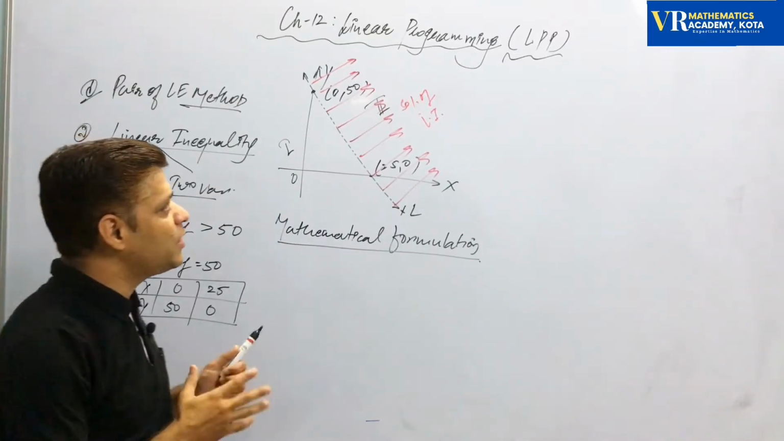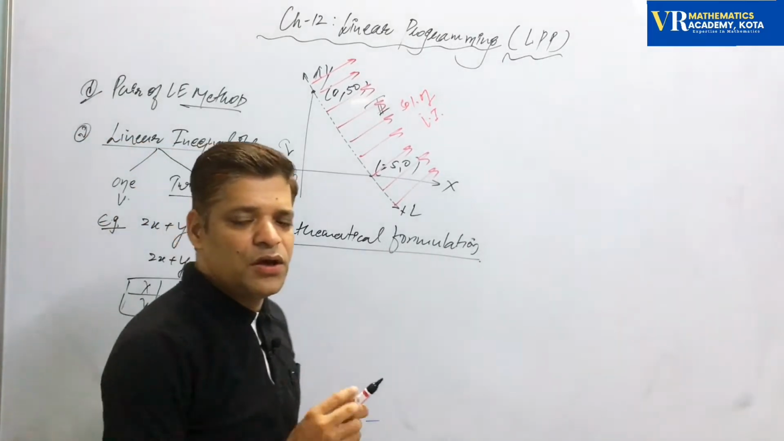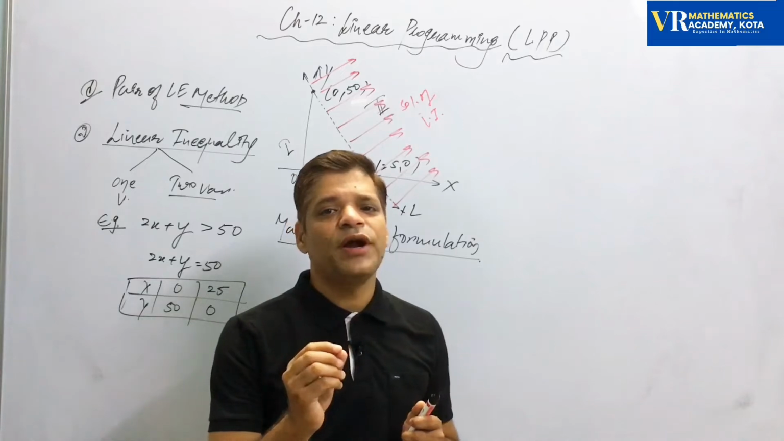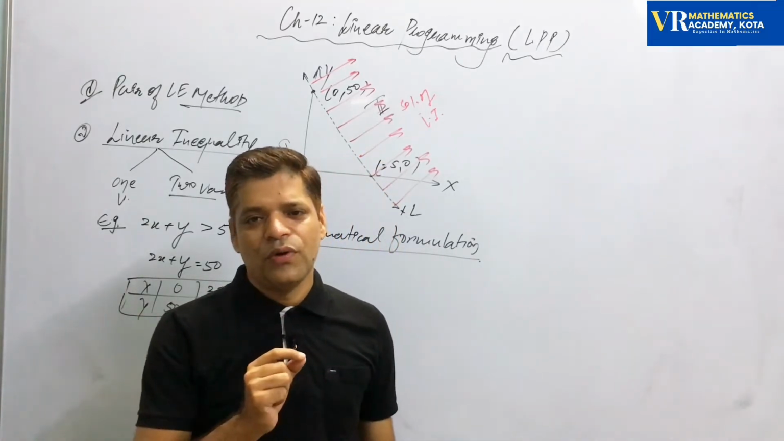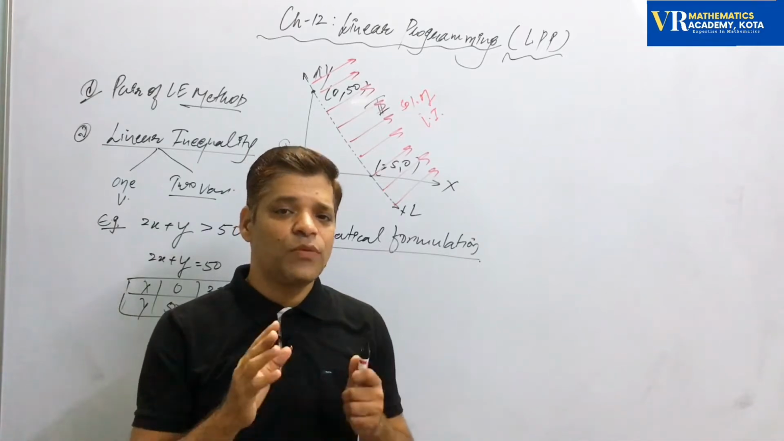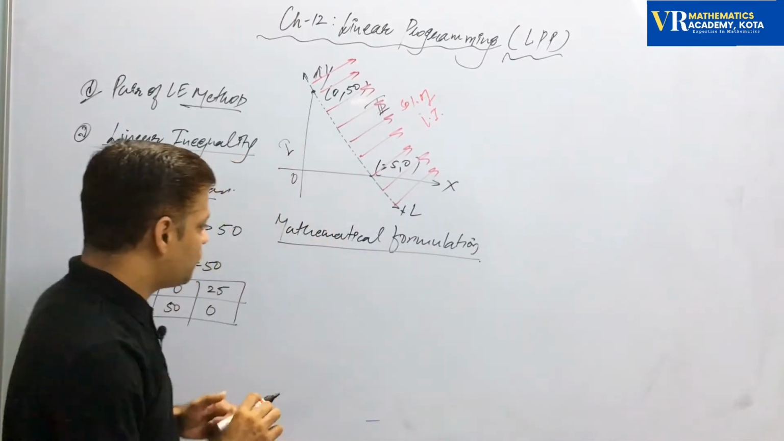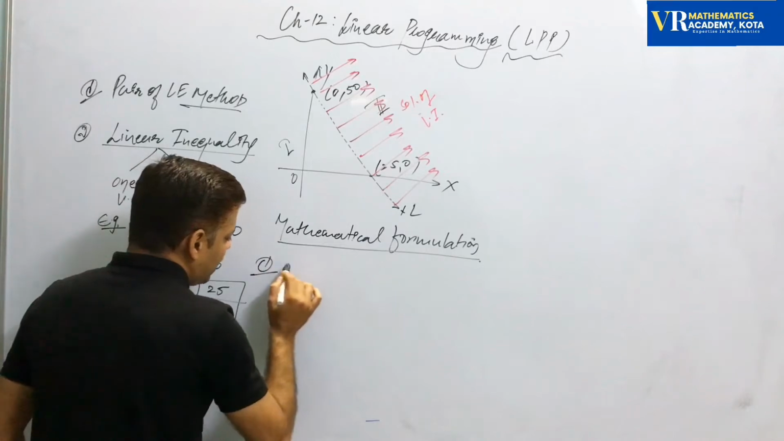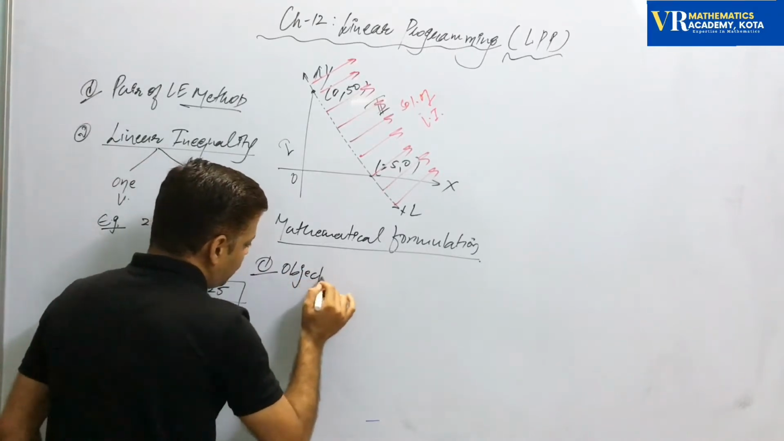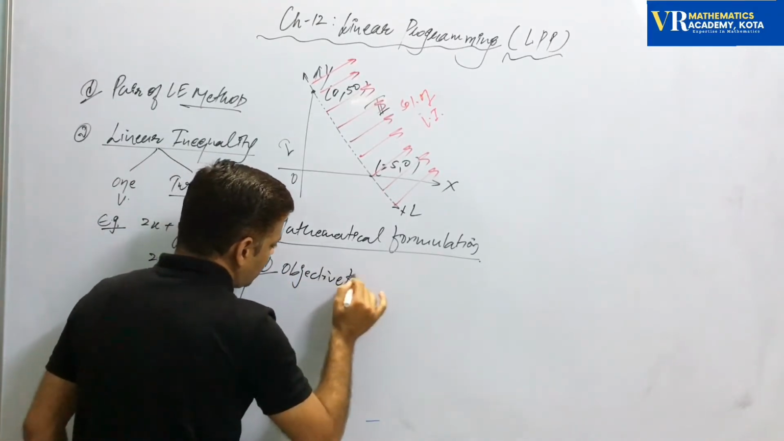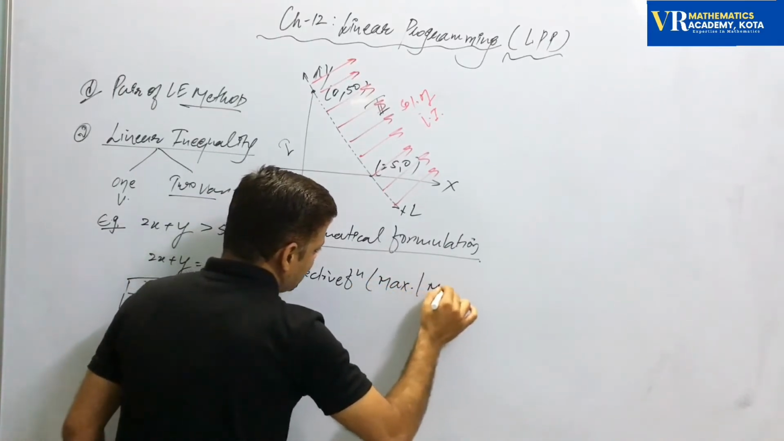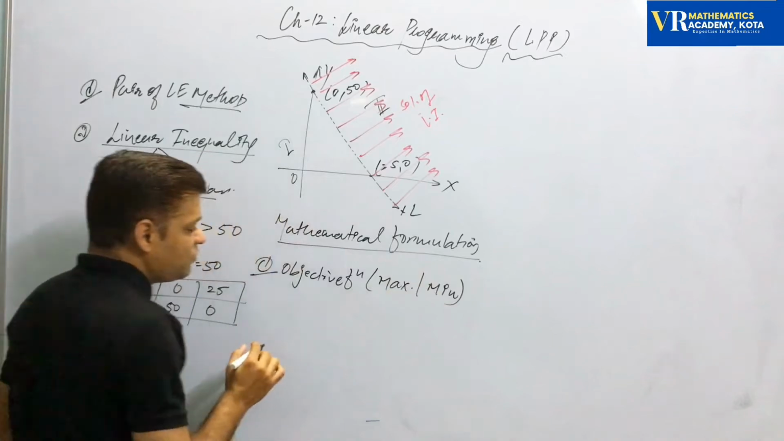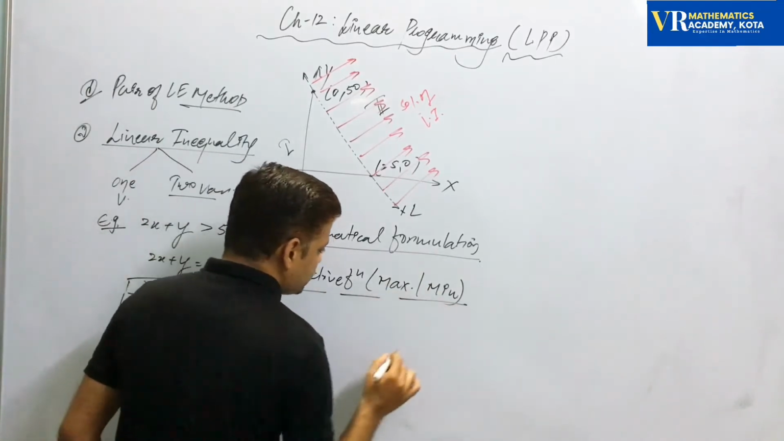In the mathematical formulation of LPP, the first very important point is what is our objective. So this is basically called the objective function. The first thing we have to give in the problem is the objective function, which has to be maximized or which has to be minimized.